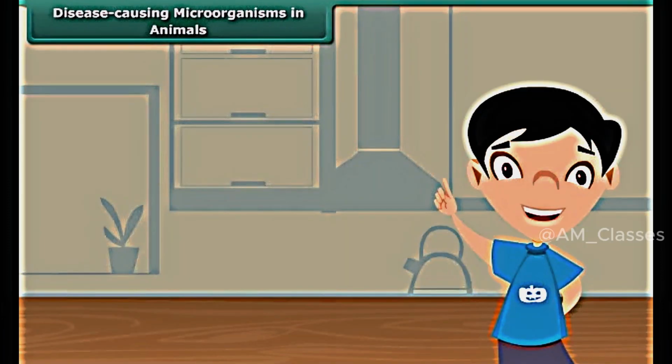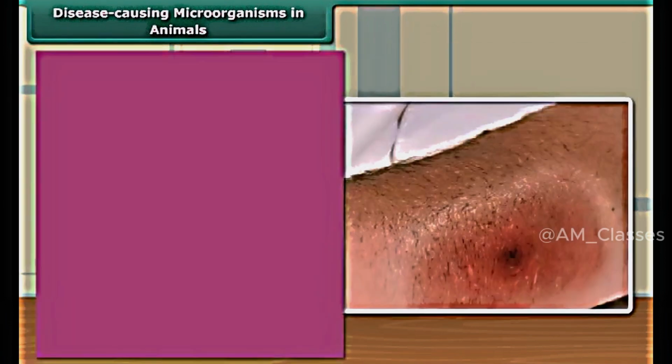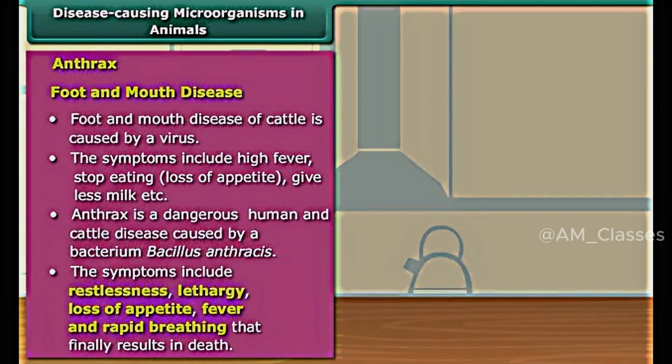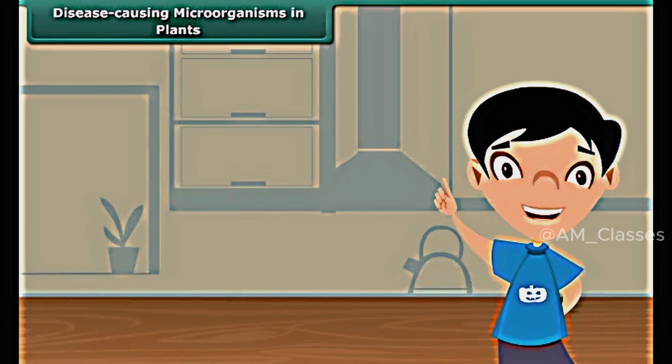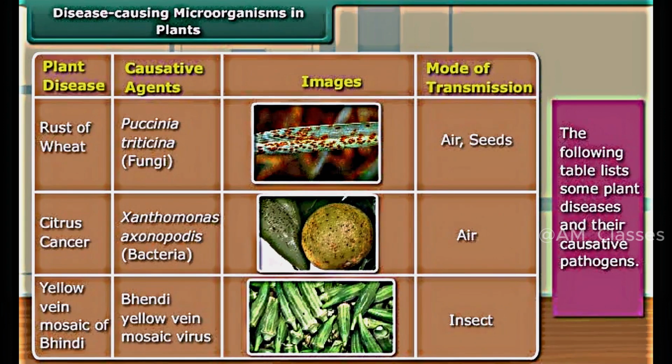Now let's move on to our next topic that discusses diseases in animals. Have you heard about any animal disease caused by a pathogen? Anthrax and foot and mouth disease are common examples of animal diseases. Anthrax is a bacterial disease caused by Bacillus anthracis, while foot and mouth disease in cattle is caused by a virus. Now let's know about diseases caused in plants. There are several microorganisms which cause disease in various plants. The table contains some widespread plant diseases and their causative pathogens.